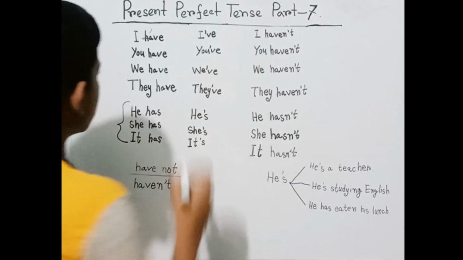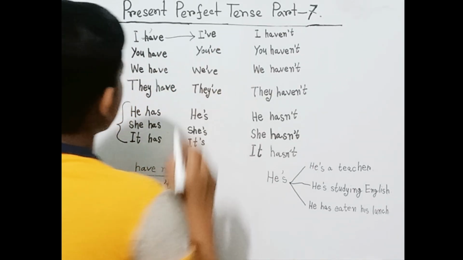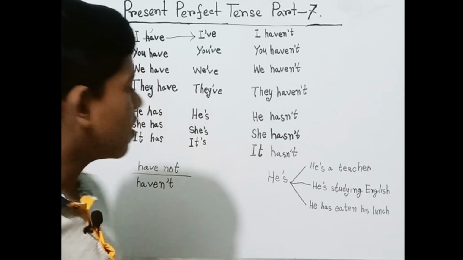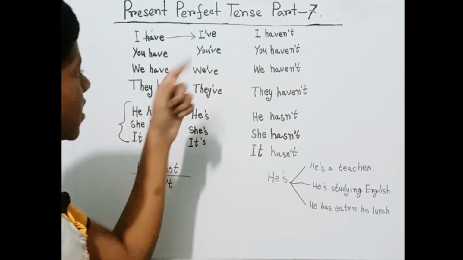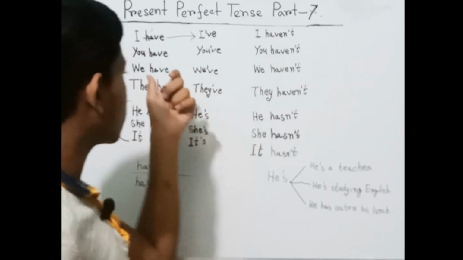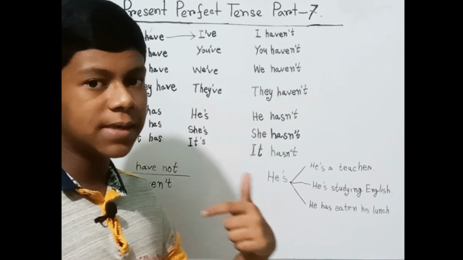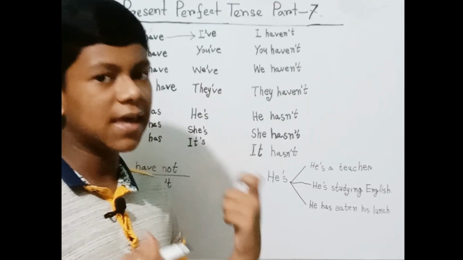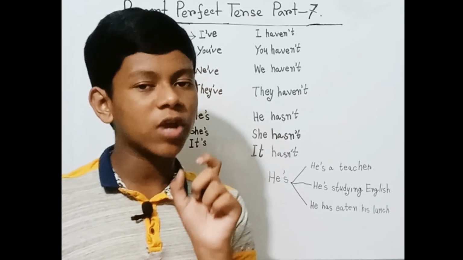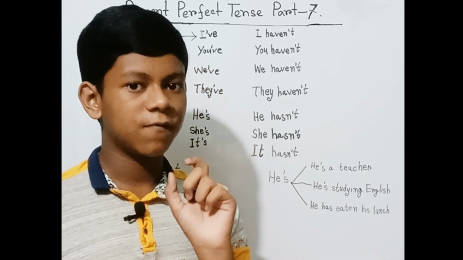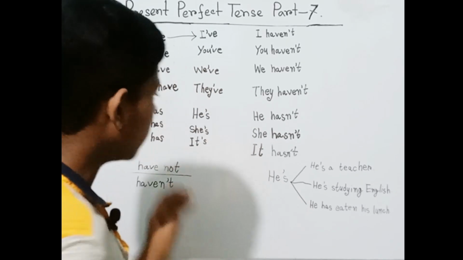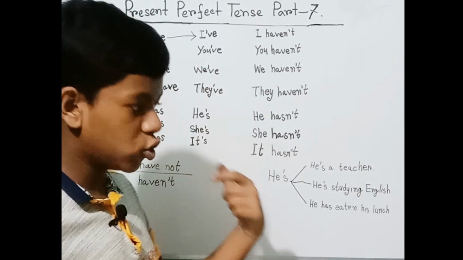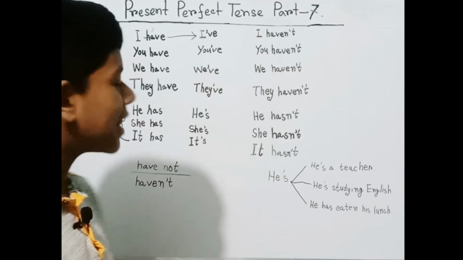Then it becomes like this, I've. Same here: you have becomes you've. We have, we've. They have, they've. Here I am pronouncing a v sound. Okay? V sound. They've, we've, you've, I've, like this.